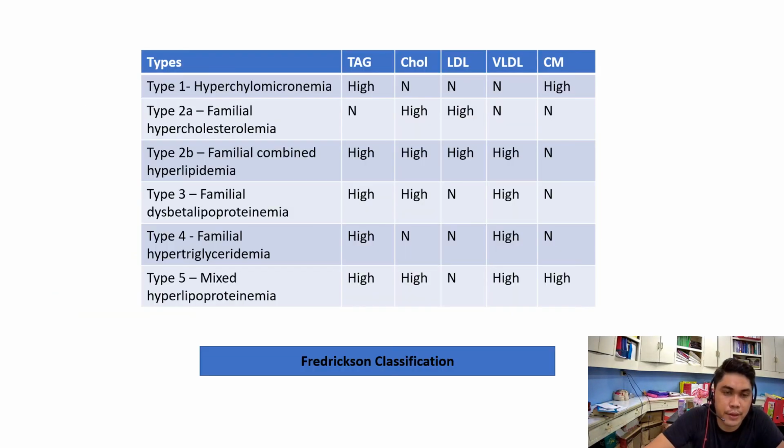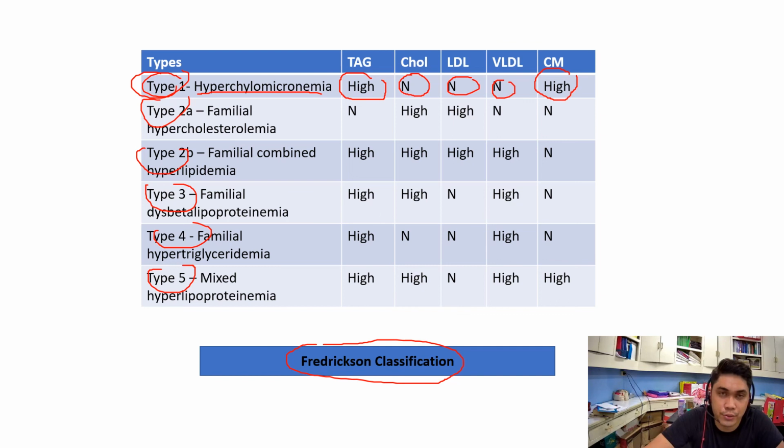Okay, so next you have the Fredrickson classification of hyperlipidemia. First you have type 1, type 2A, type 2B, type 3, type 4, and type 5. For type 1 or hyperchylomicronemia, the chylomicron concentration is high. The triglyceride concentration is also high because chylomicrons transport exogenous triglyceride. VLDL is normal, LDL is normal. That's why cholesterol concentration is normal.